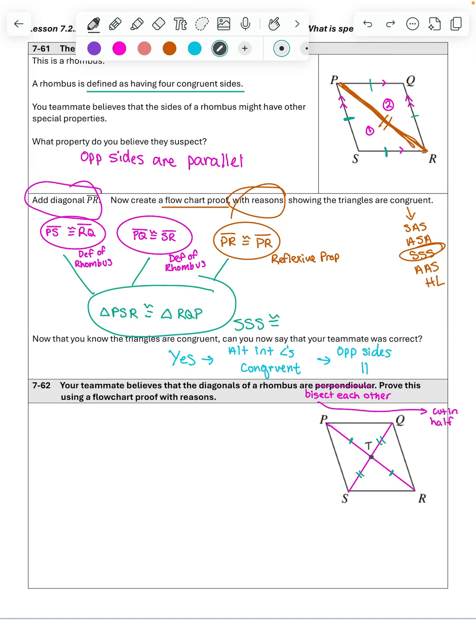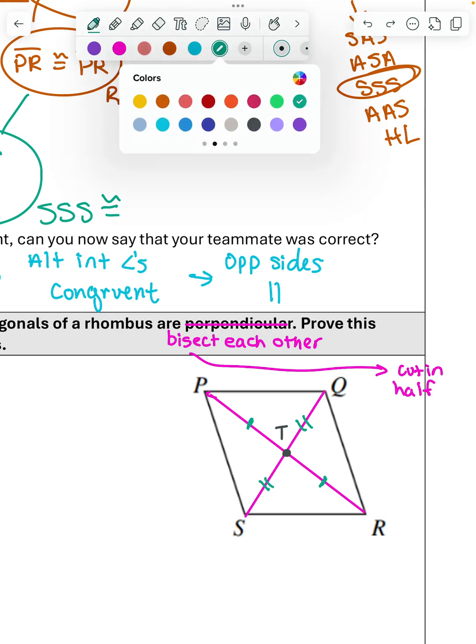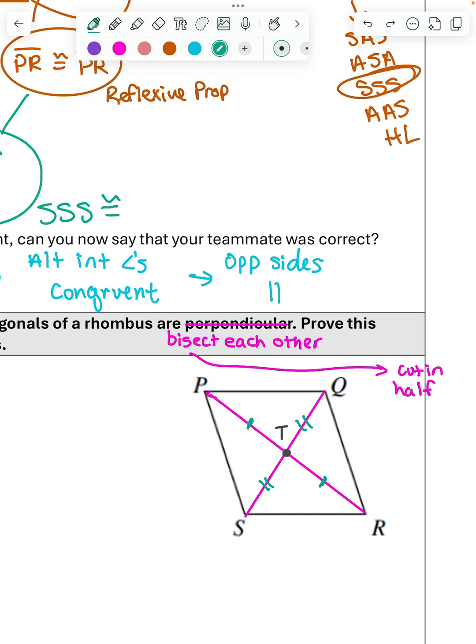So let's start with what we know about a rhombus. We know all the sides are congruent. So different color here, I'm going to mark. I've already used some markings, although that's what I'm trying to prove. So I'm gonna go ahead and get rid of those markings here. But we know that all the sides of a rhombus are congruent. So I can go ahead and say something about those.